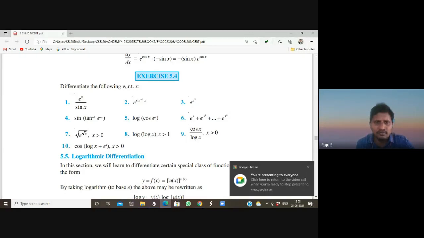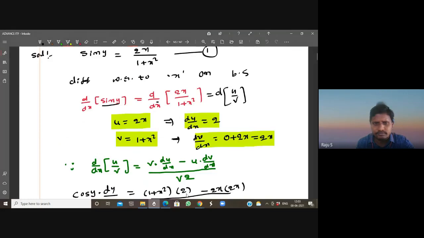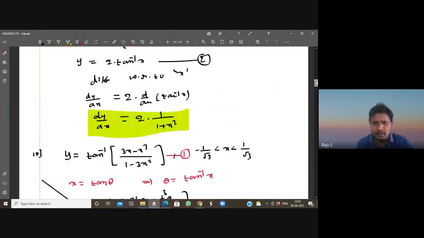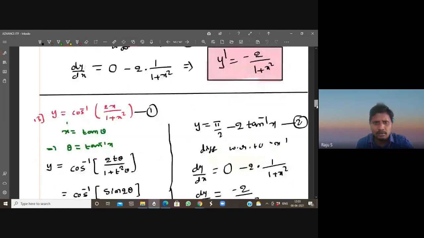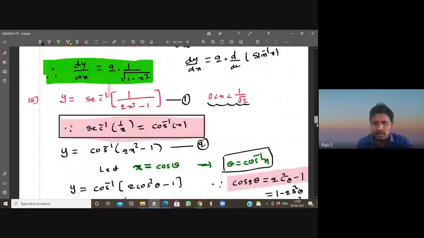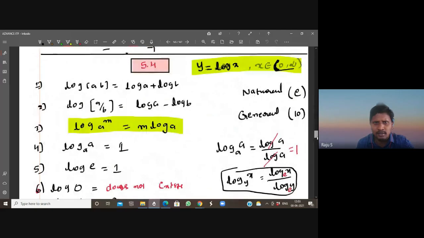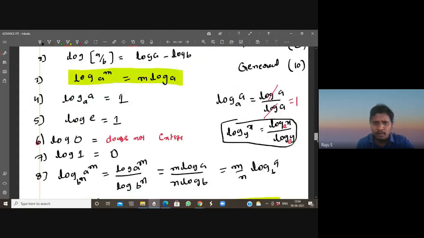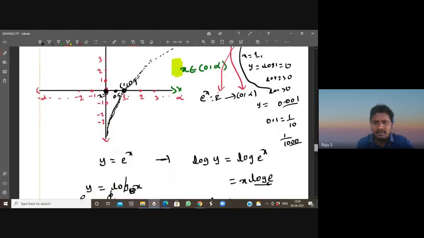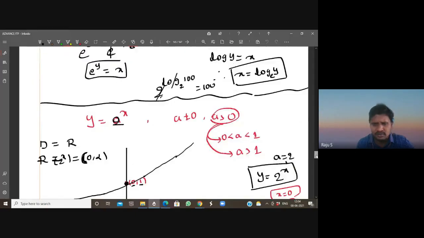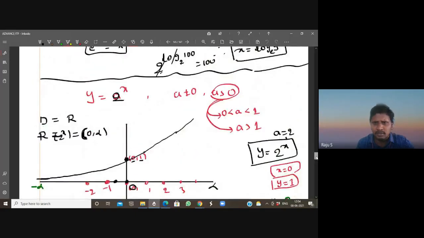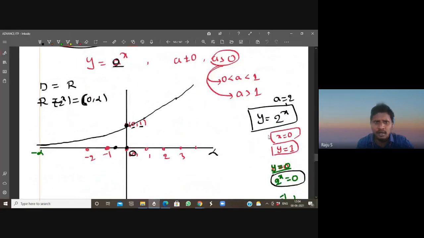Differentiate the following functions with respect to x. In the last class, I explained logarithms and their formulas. Am I right? Everyone should remember the logarithmic formulas and their graphical representation. Not compulsory, but if you have an idea, it is better.